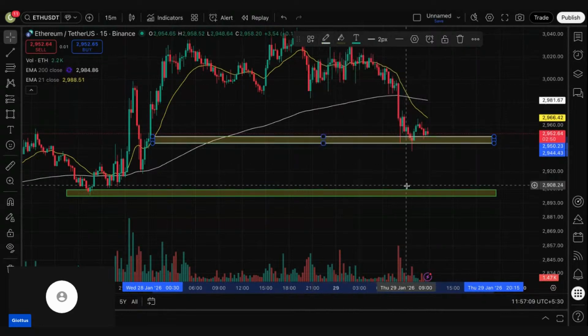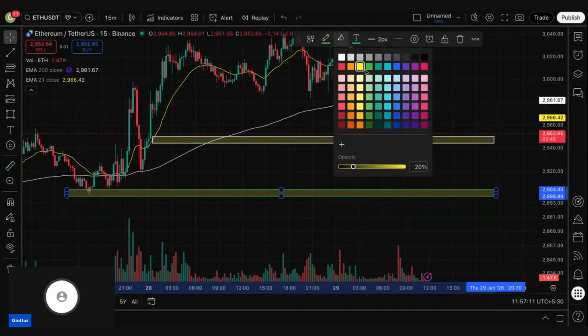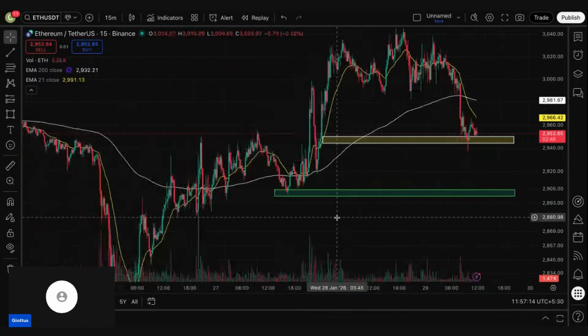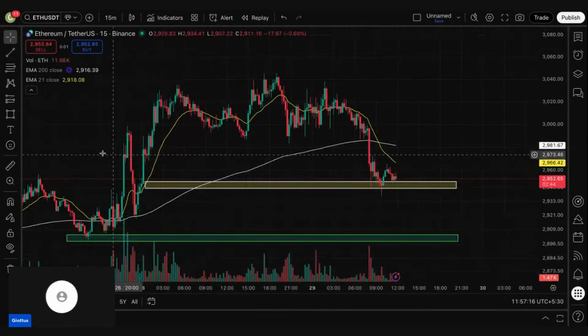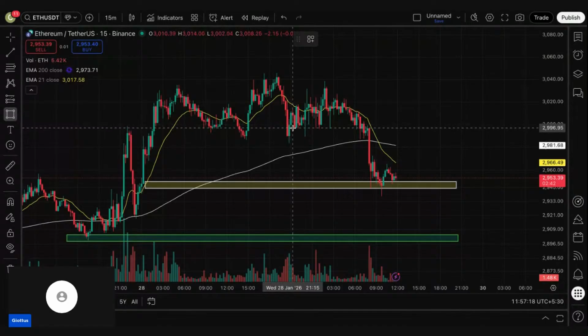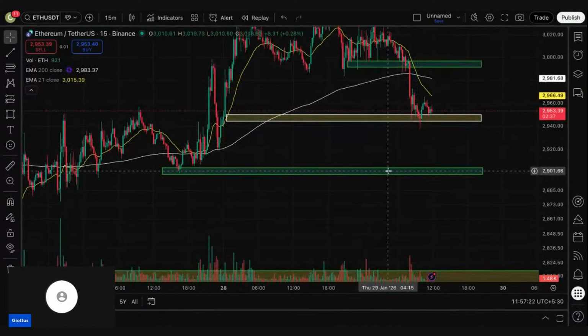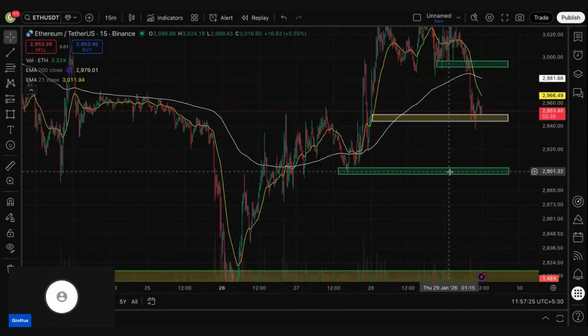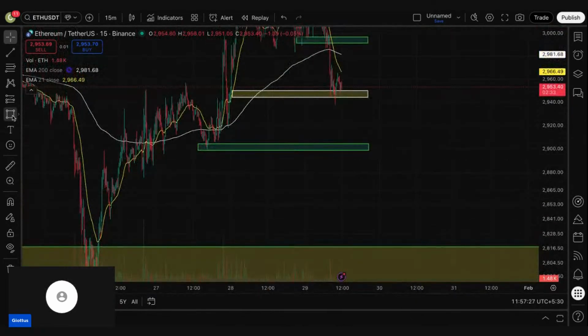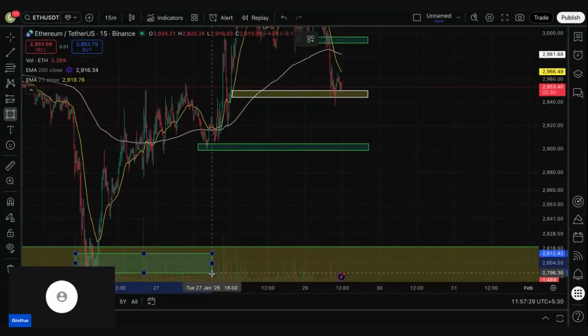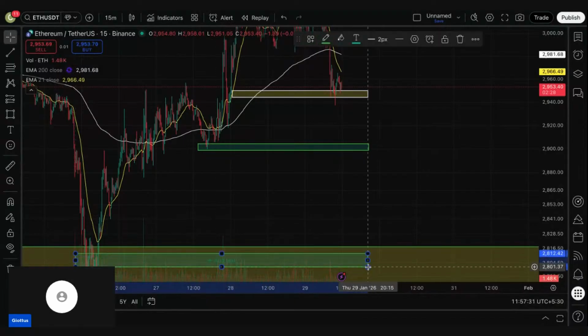Okay, this will be the target, and the stop loss can be placed right above this zone. And this is the first target, the TP1. The TP2 can be around this zone, 2800. All right. This is what we expect from the market, and we can play out this trade without any problem.